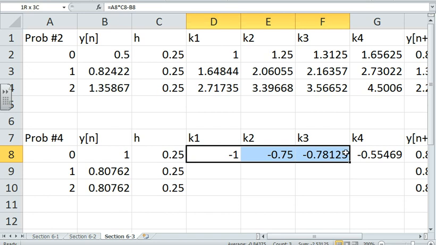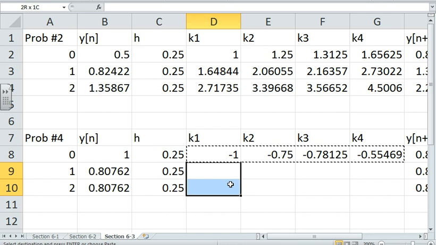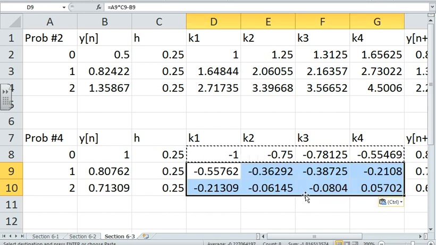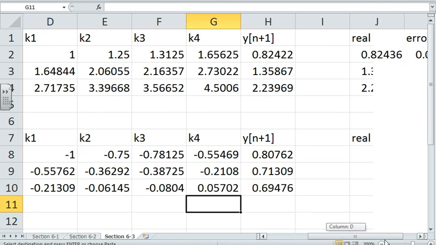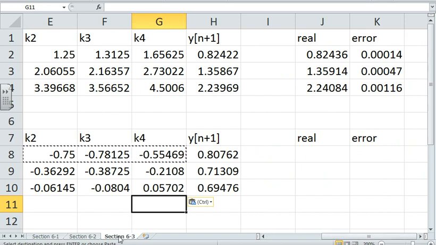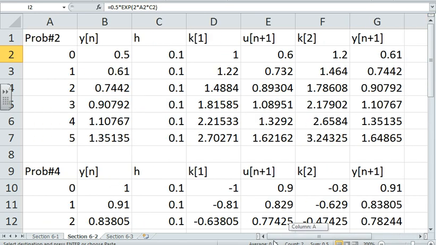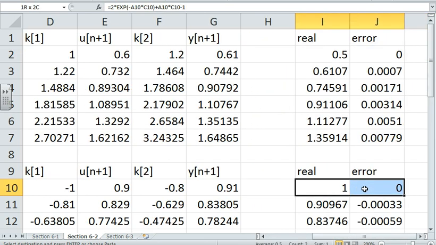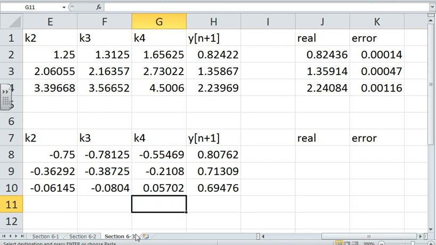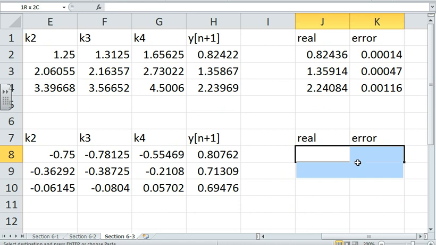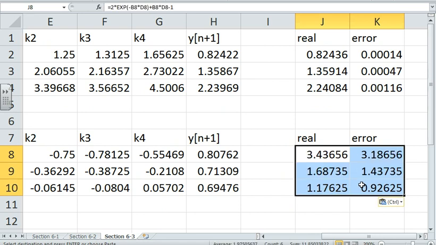And these guys are going to get copied. Control copy, control V. And then we have to worry about the real guy. All right, so we go back to yesterday and we look at problem 4. And we grab the real guy, control copy, and we hope it's right. Control V. And it's not right. Wouldn't you know it?